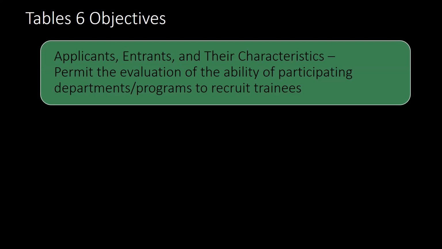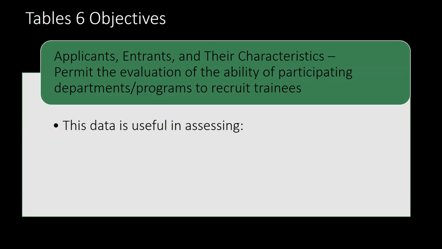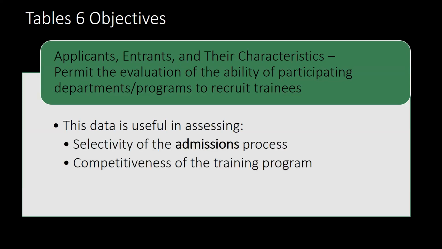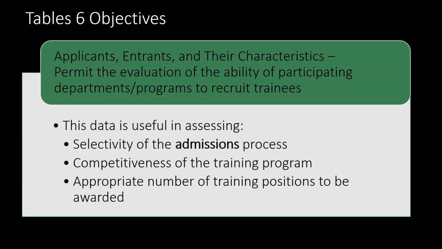Table 6. This is a booger. Booger is my favorite word today, apparently. A booger of a table. It covers all of your admissions records, basically all of the people who have applied to your program and been entered into your program, and they want to know all the information about them. It gives insight into your program, your admissions data, and how competitive your program is. Then the NIH decides how many training positions should be awarded based on your numbers.